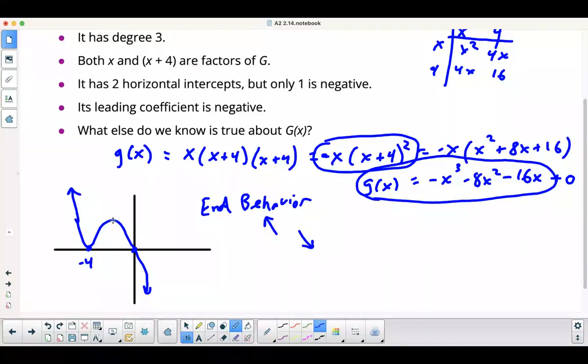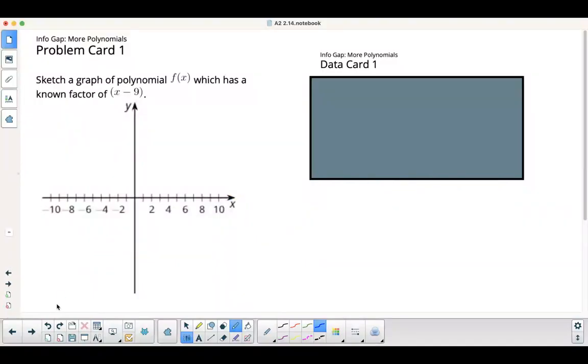I have no way of knowing what this relative maximum is, but I know the right side is going down and the left side is going up. I've got my intercepts. We have a potential equation. The leading coefficient could be any number; it just has to be negative. So a lot of stuff there. Good review.